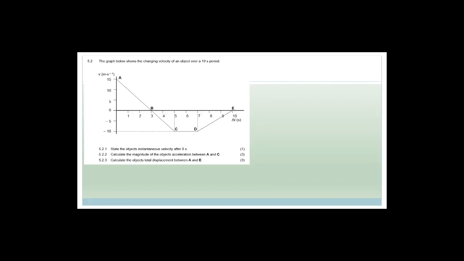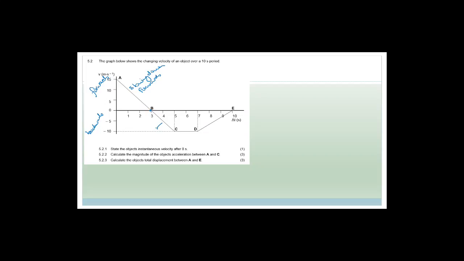Right, next question, 5.2. It says, the graph below shows the changing velocity of an object over a 10 second period. The velocity starts, do you agree, at 15 meters per second, it slows down, and then what does it do? Do you understand the velocity is a vector? So if we say that this is forwards, then the negative is going to be backwards. From A to B, the person is slowing down, forwards. Their velocity is zero instantaneously.